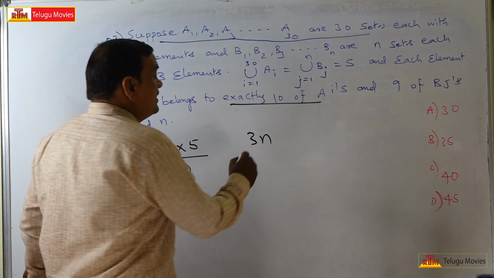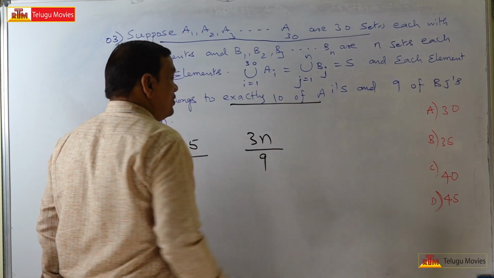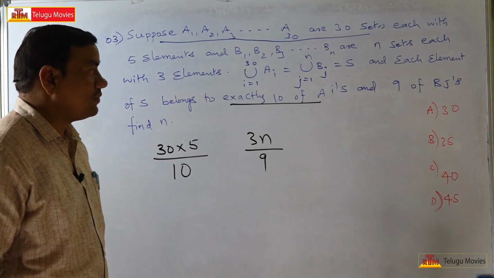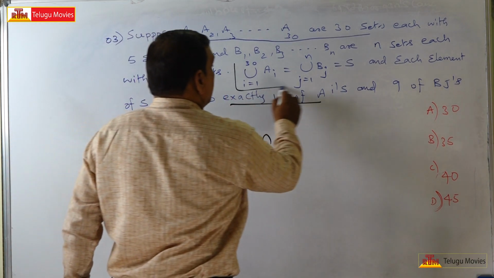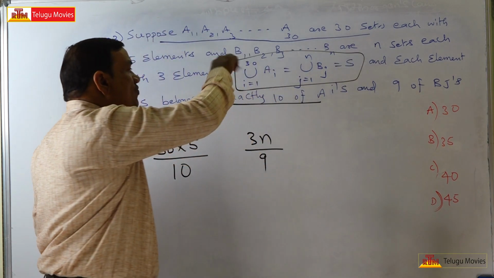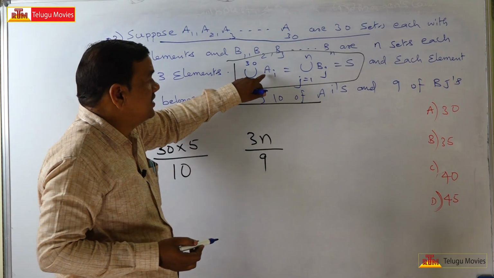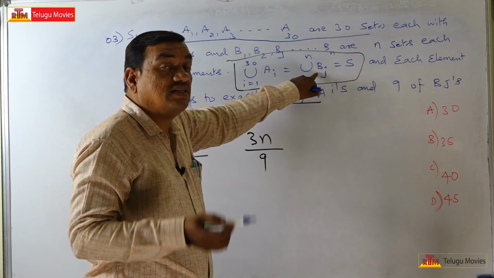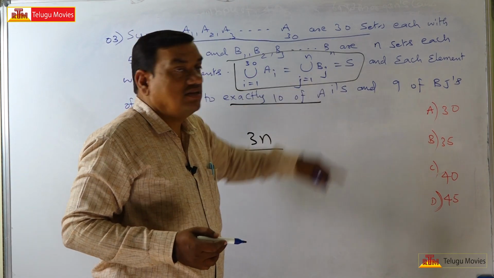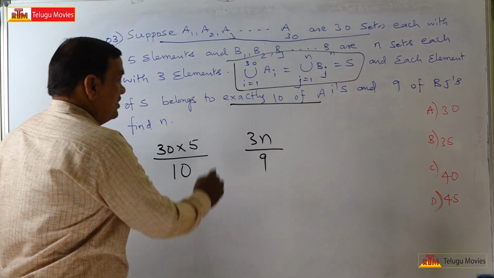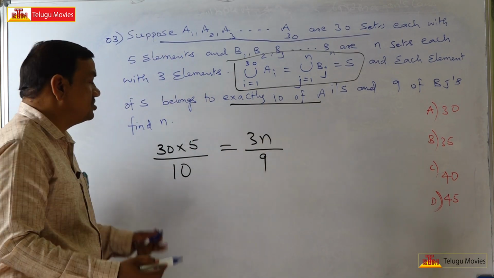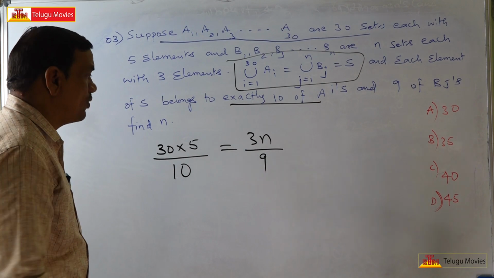That's why, to make it equal, we have to divide by 9. Okay, now one more condition is given. That means the number of elements in the union of A is the same as the number of elements in the union of B. It is nothing but the universal set, so these two are equal. That's all. If you calculate this, the problem is over.